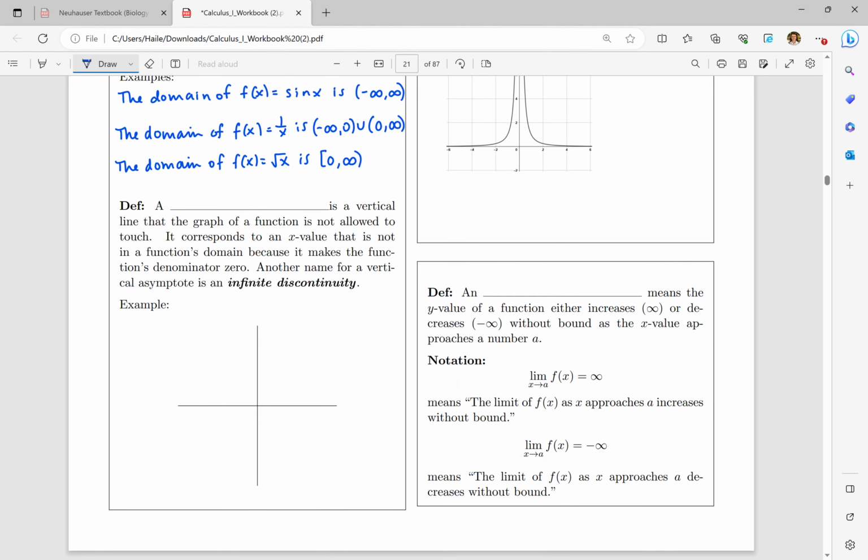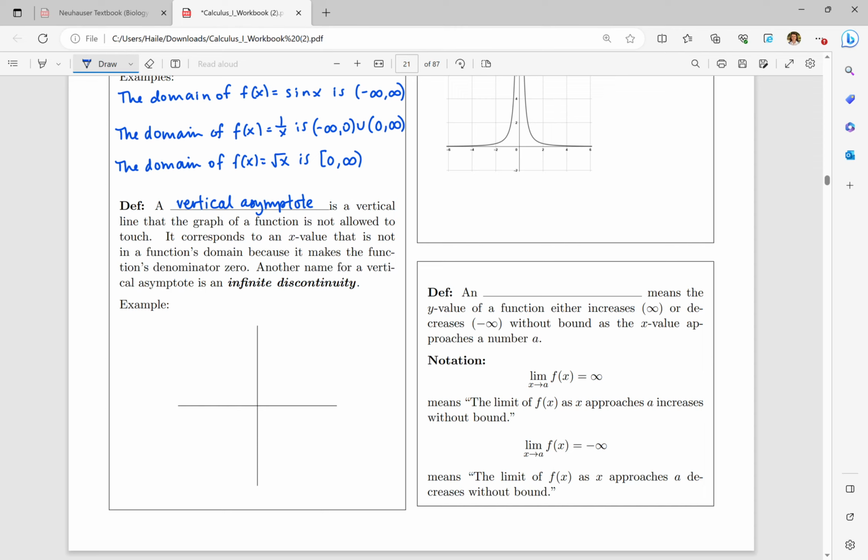Well, a vertical asymptote is a vertical line that the graph of a function is not allowed to touch. It corresponds to an x value that is not in a function's domain because it makes the function's denominator 0. And another name for this is an infinite discontinuity.